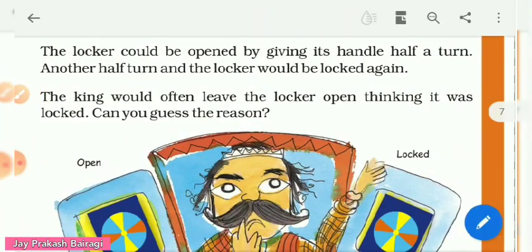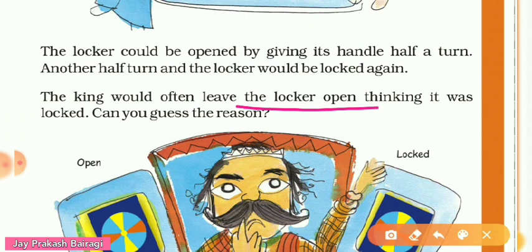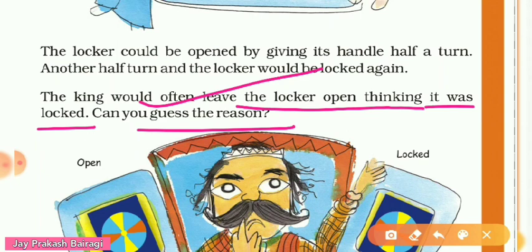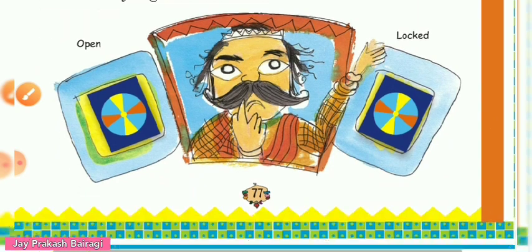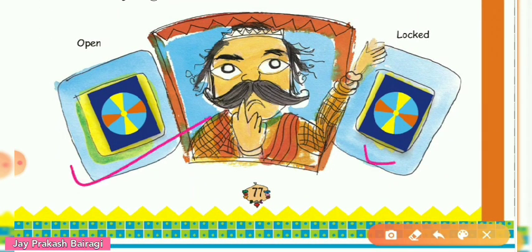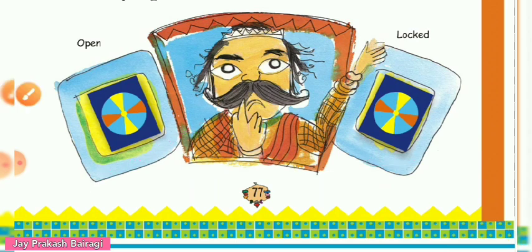Now the king would often leave the locker open thinking it was locked. Can you guess the reason? Yes, we have already discussed that there is no identification in this locker to tell in which condition it is locked and in which it is unlocked. So sometimes the king also opened the locker and just left. Next, here is the picture of an open and a locked locker. You can see both look the same, so everyone may be confused. Similarly, the king was confused whether it was open or locked.